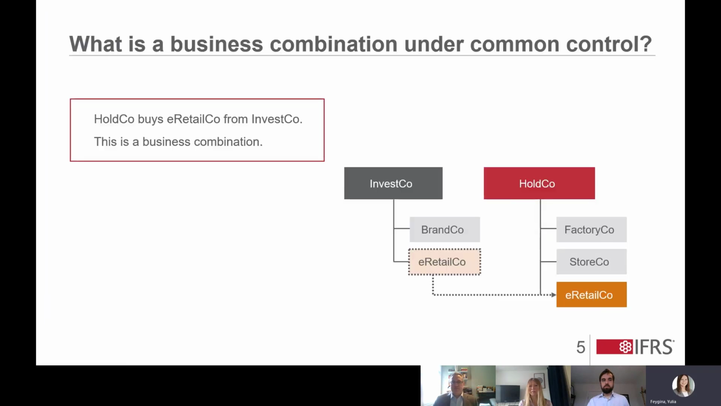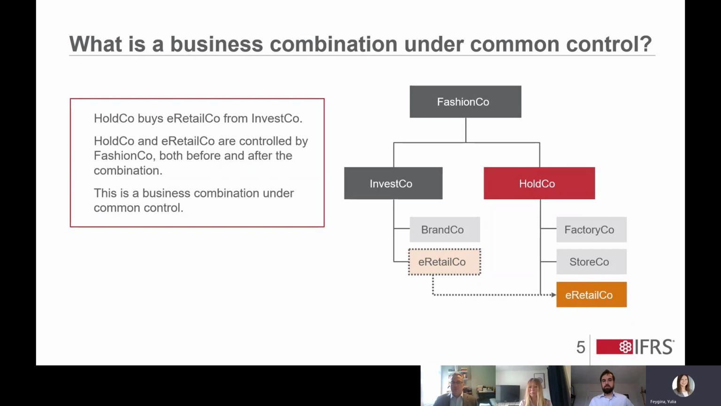Sure. So let's first look at a business combination. These transactions are also called mergers and acquisitions. You can see on the screen a simple illustration of such transactions. Holdco acquires eRetailco from Investco. Business combinations under common control are those M&As where all combining companies are controlled by the same party. The controlling party could be a company or an individual.